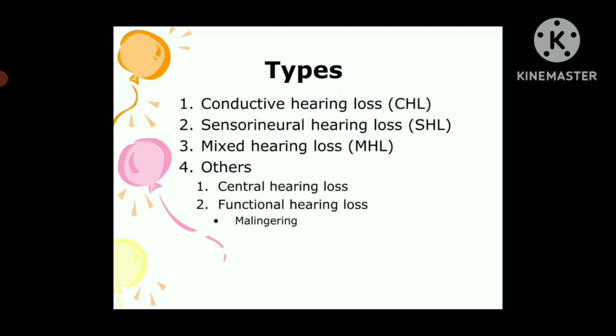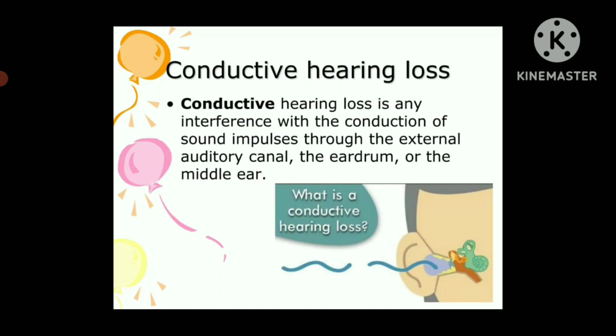Next are the types. First is conductive hearing loss. Second is sensorineural hearing loss. Then mixed hearing loss, and in others it includes central hearing loss and functional hearing loss.